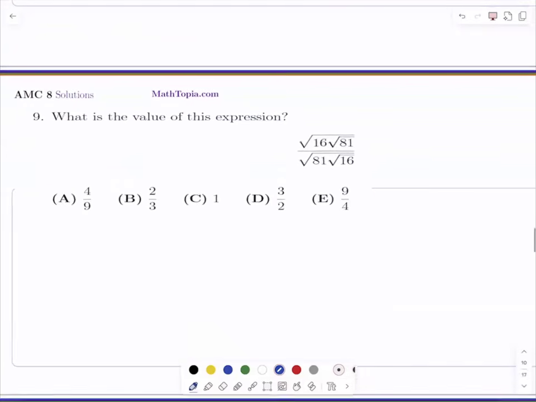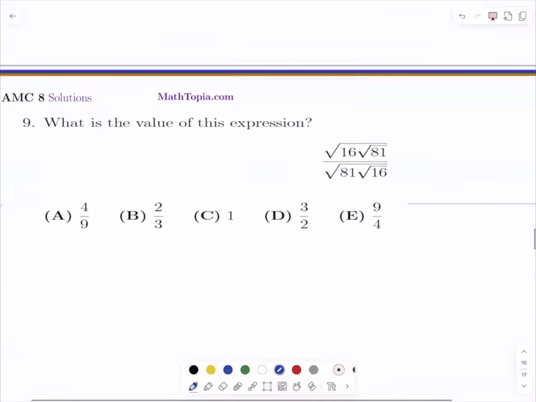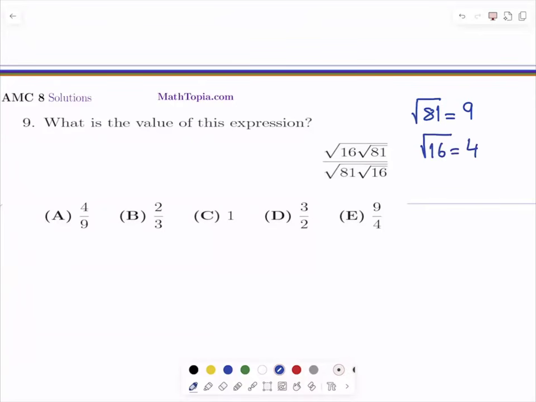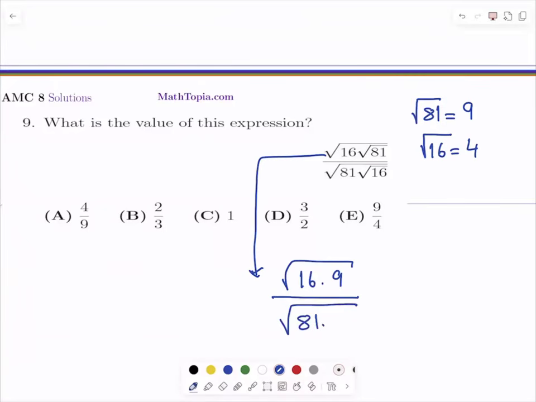Very good. Ooh, a nice square root problem, Yusuf. All of them are perfect squares, which is good. Yusuf, can you tell me what is the square root of 81? 9. What about the square root of 16? 4. I'm going to write it this way: the square root of 16 times the square root of 9, and the square root of 81 times what? 16. Which is 4.